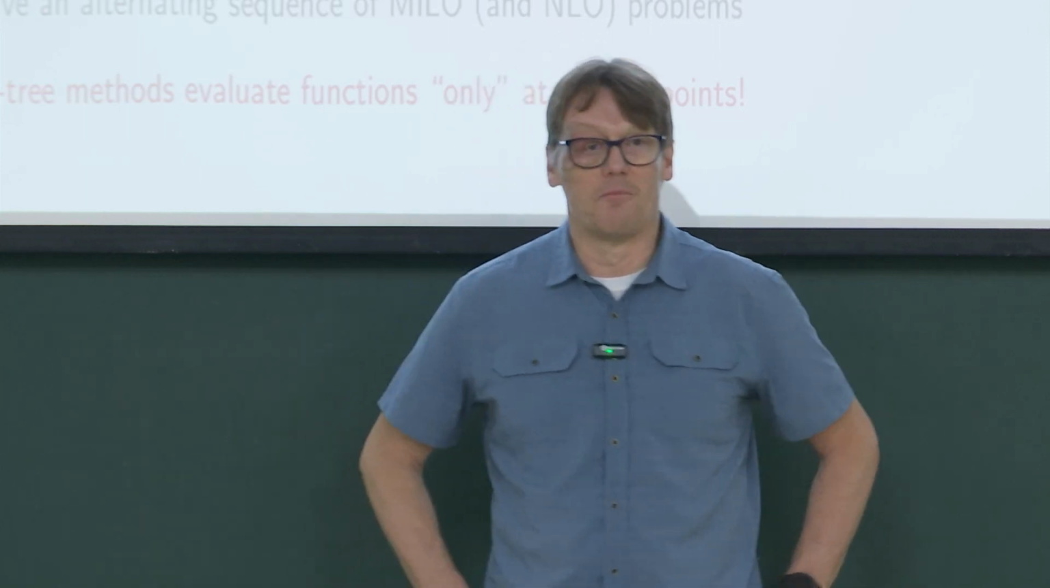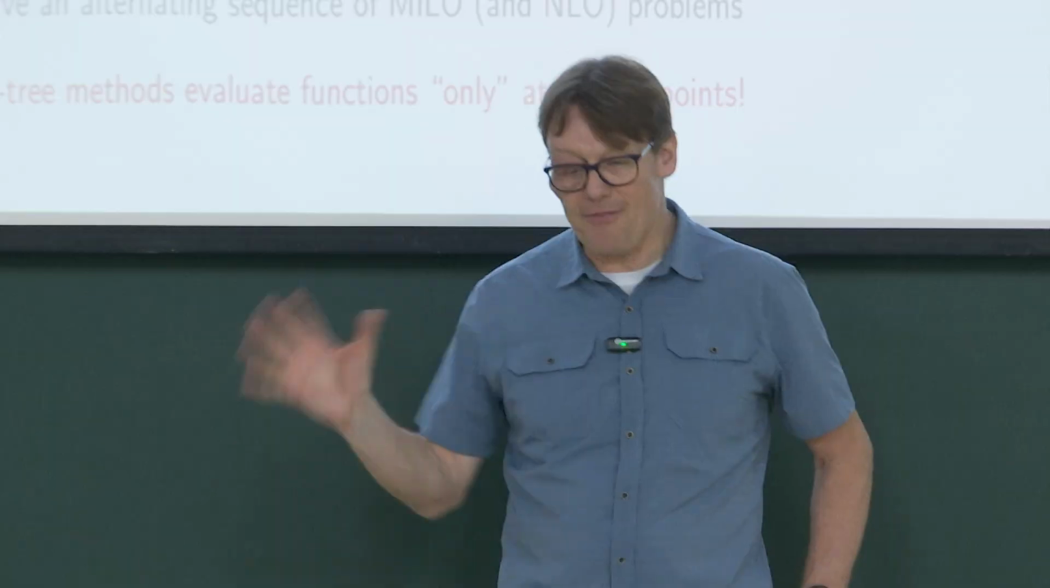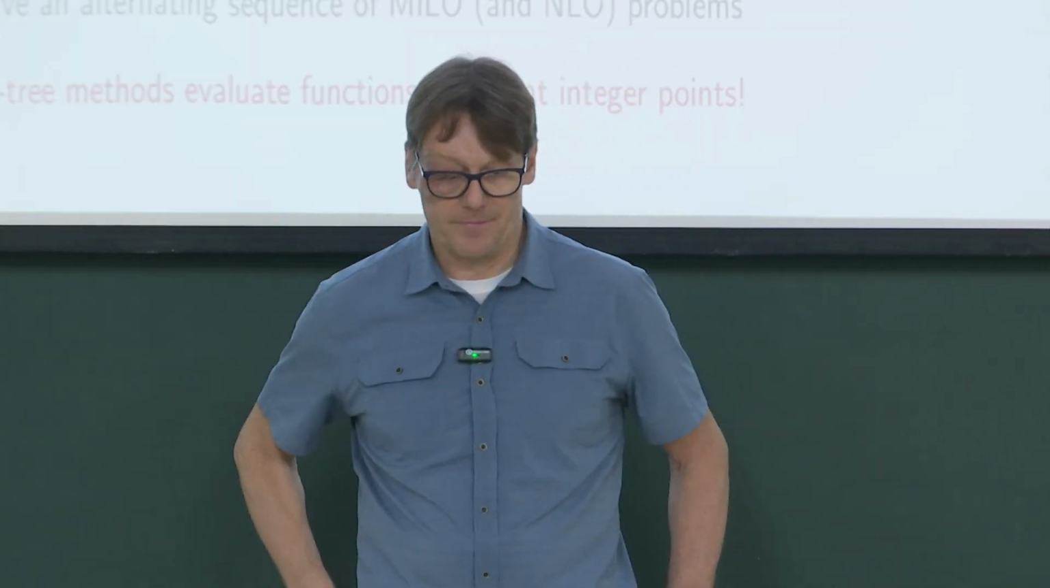The reason for multi-tree methods, or the original motivation, is that mixed integer linear optimization is much better developed than nonlinear optimization. And in particular, linear optimization problems can be hot started. You can reuse the factorizations. You can do a dual simplex method. And the same is not true for nonlinear optimization problems. You need to change the method in order to be able to do that.